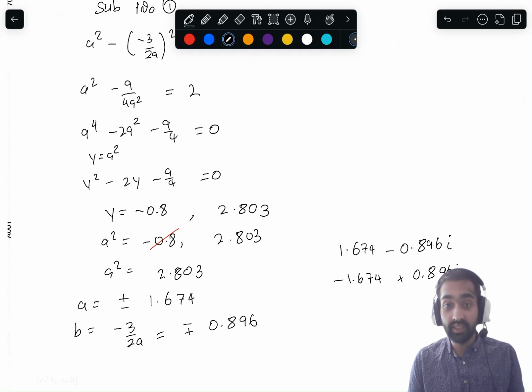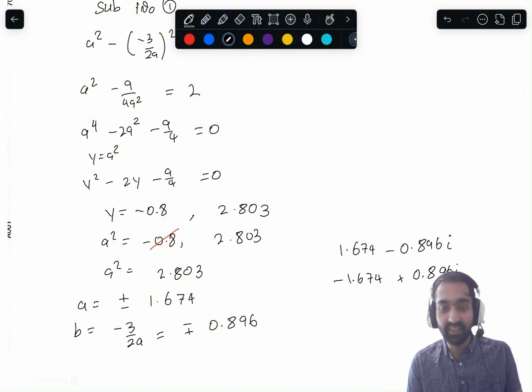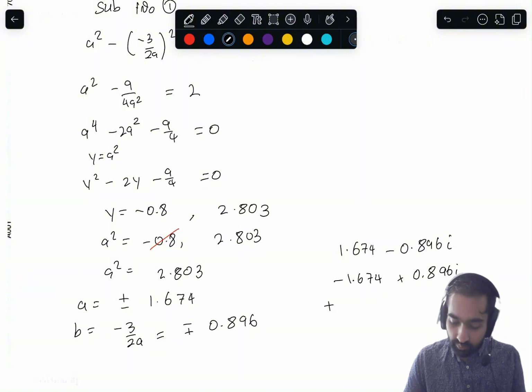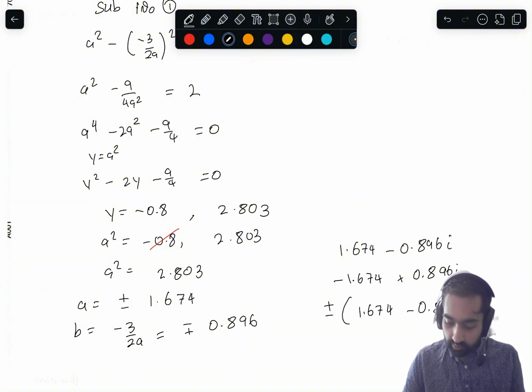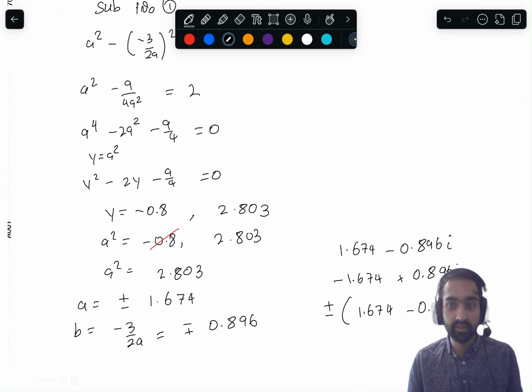In general, when you're finding the square root of a complex number, the answer will always be like plus something and then minus something. You see how the second answer is just minus the first answer, just like how for the square root of a real number, the answer is always plus or minus something. Well, the answer here is really, I guess you can think of it as plus or minus 1.674 minus 0.896i. Because the plus or minus will square to give 1. You should always get two answers, of course, right?